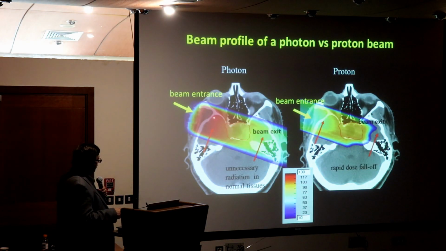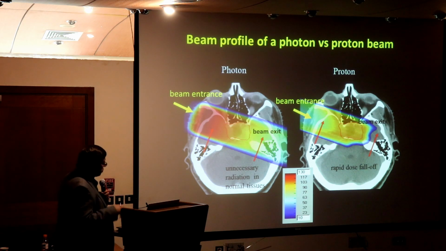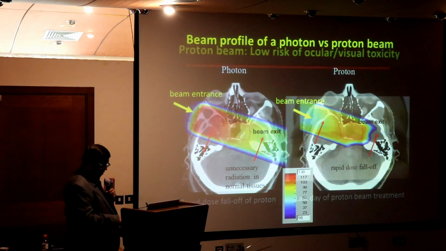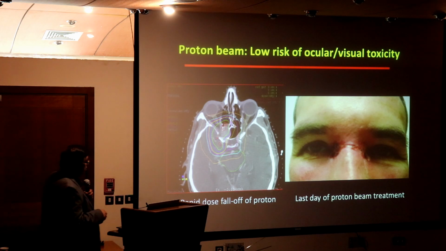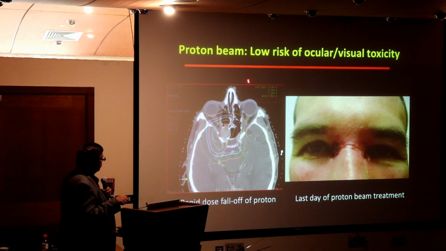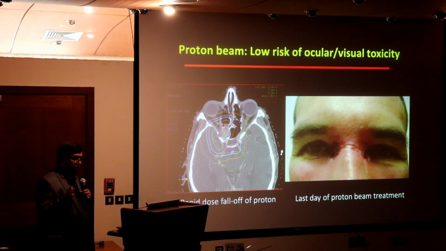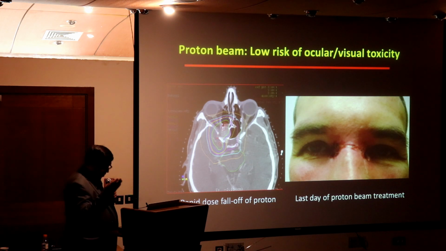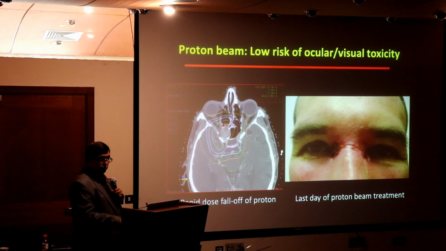The advantage of proton beam over photon beam is that there is a drop of the dose as we go into deep structures. So proton beam is safer than any other kind of radiation, especially if you are dealing with the orbital lesions. So low risk for ocular visual toxicity. Last time we discussed this, not because we don't have proton beam that we are okay. If patients need proton beam, they should be sent abroad for treatment.